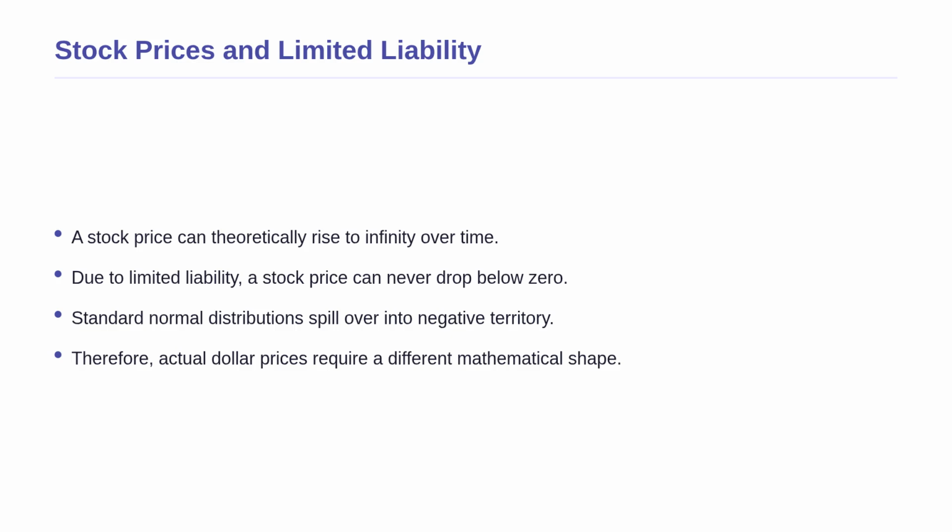Before we look at any math, let us think about how a stock price actually behaves in the real world. Imagine planting a tree in your backyard. That tree can theoretically grow infinitely tall over the years, but its height can never become a negative number. Stock prices behave exactly like this tree. Because of a legal concept called limited liability, your maximum loss is capped at exactly what you invested. A stock price can rise to infinity, but it can never drop below zero. Therefore, a standard symmetrical bell curve cannot accurately represent stock prices because it spills over into negative territory.